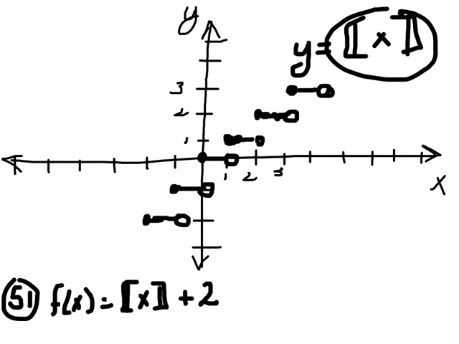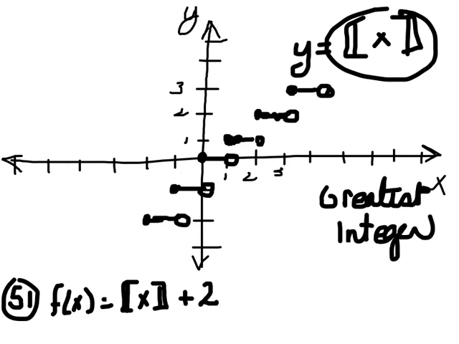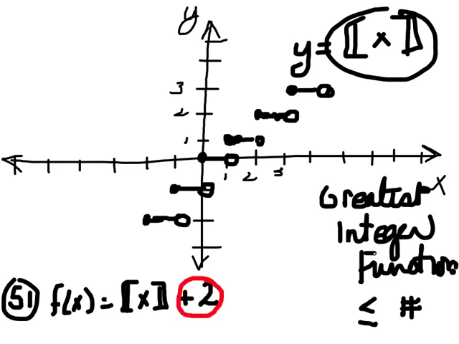So now, this is the parent function, this is the greatest integer function. It's the greatest integer less than or equal to the number. I'll put that down here too. What if I want to graph f(x) = [x] + 2 now? What's the only difference between my parent function and this function? This right here. When you add or subtract a number on that end, isn't that a vertical shift? It's going to bump the whole thing up 2 spots.